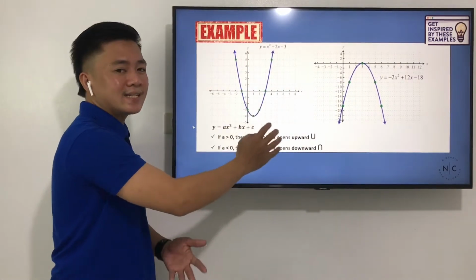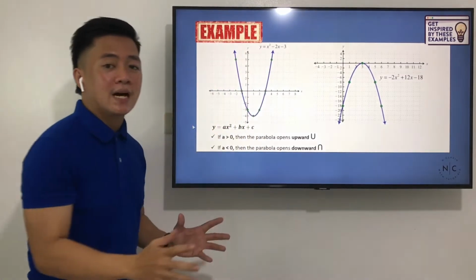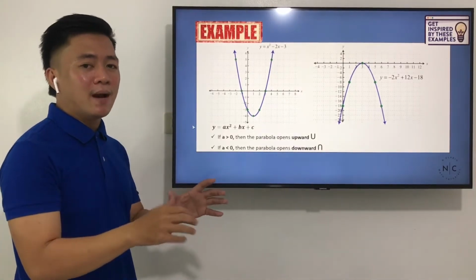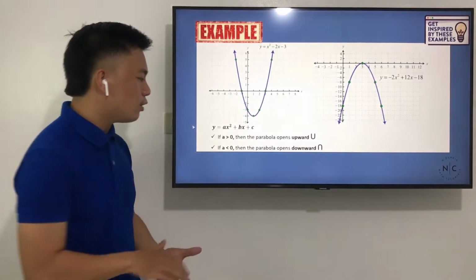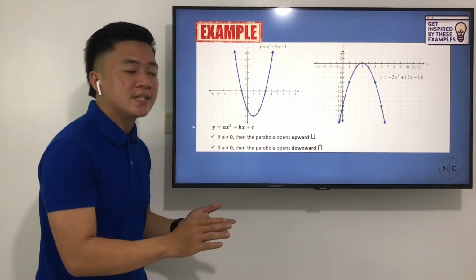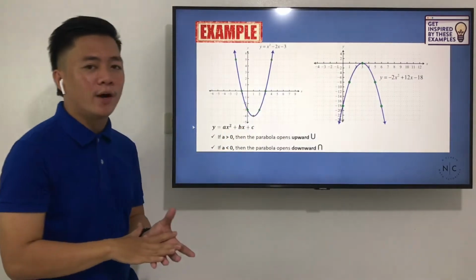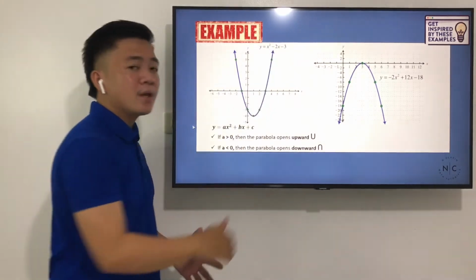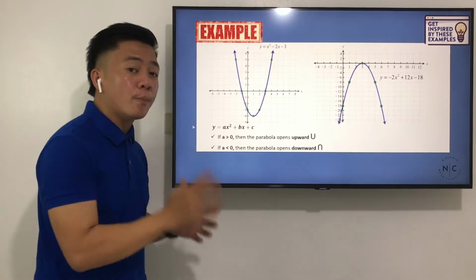Yung una natin is, it opens upward. Ito yung parabola natin. So, upward, it opens upward. Yung pangalawa natin is, it opens downward. Paano ba natin malalaman kung upward or downward yung ating parabola? So, ang sabi dito, if a is greater than 0, then the parabola opens upward. So, pataas. Sa example natin number 1 is pataas siya. Bakit? Kasi yung value ng a natin is positive. Yun dun sa quadratic term natin. So, positive yung ating quadratic term, which means it opens upward.